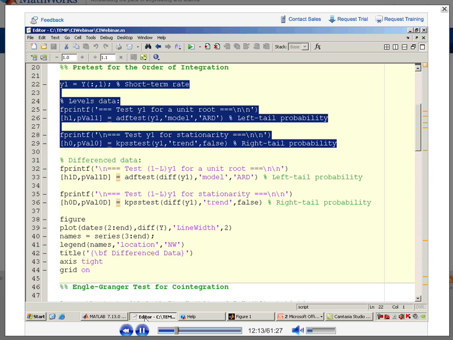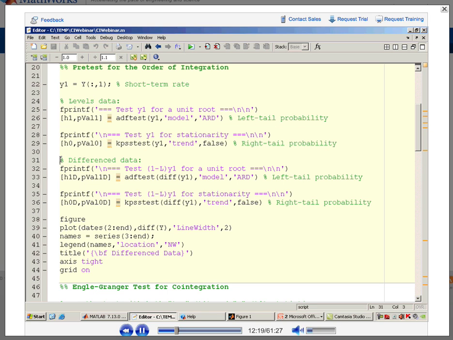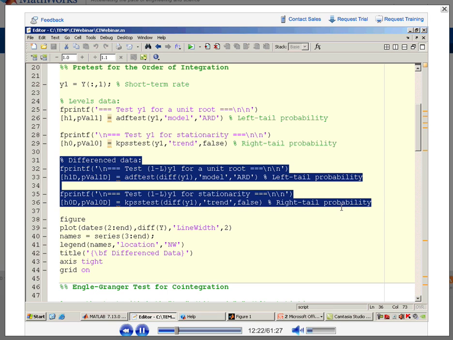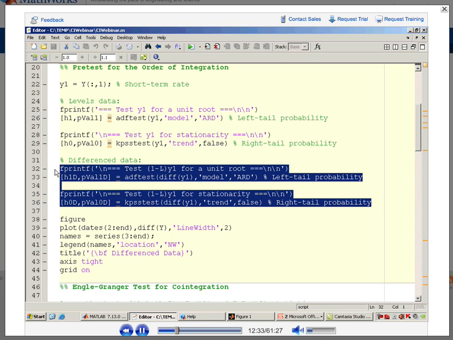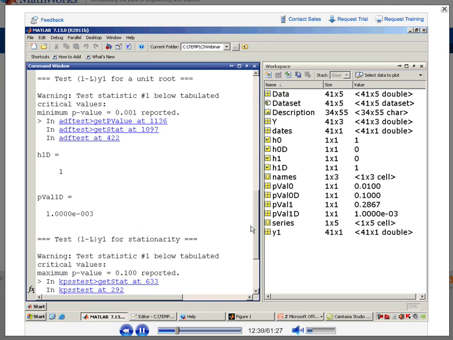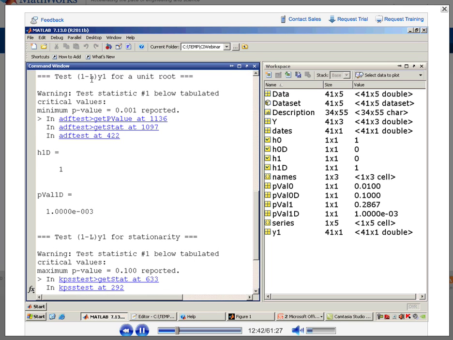Now, just to get the order of integration, we can go ahead and difference the data. So here, in this next section, I'm going to run the same two tests, but now, instead of putting in the levels data, I'm going to put the differenced data into both of the tests. And let's just run these two. Go back to MATLAB. And now, when we test the differenced data for a unit root, we reject that. You can see that the p-value here is now very low. It very strongly rejects the null hypothesis of a unit root for the differenced data.